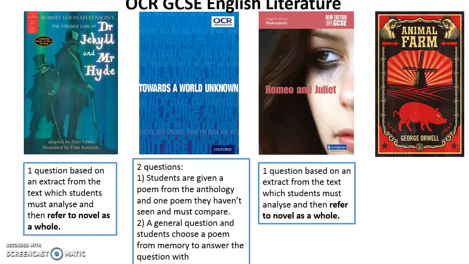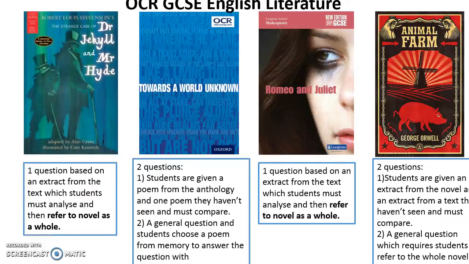And again, about 30% of the student's essay answer should be on the extract, and about 70% should be on the rest of the play. Again, they won't have the play there in front of them, so it's about them knowing the play well enough and having quotes at hand that they can draw upon and use in their answer.